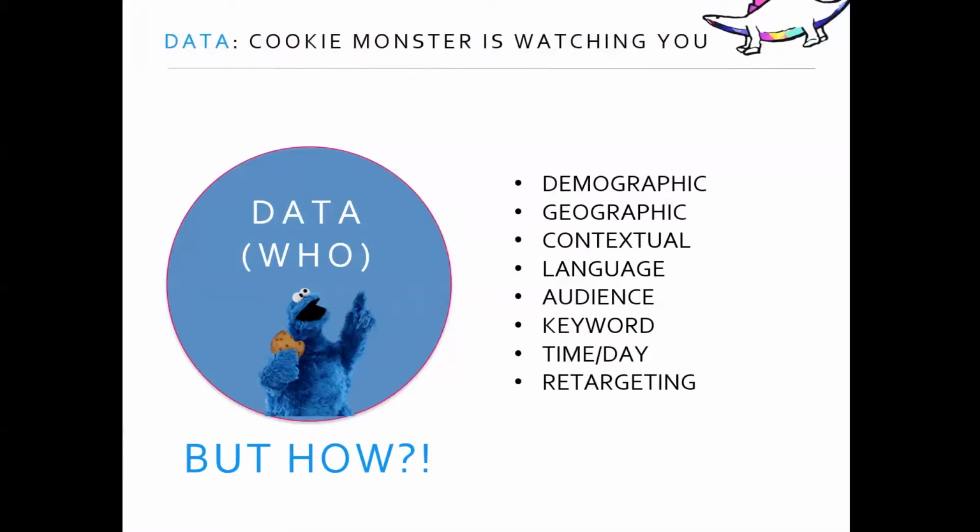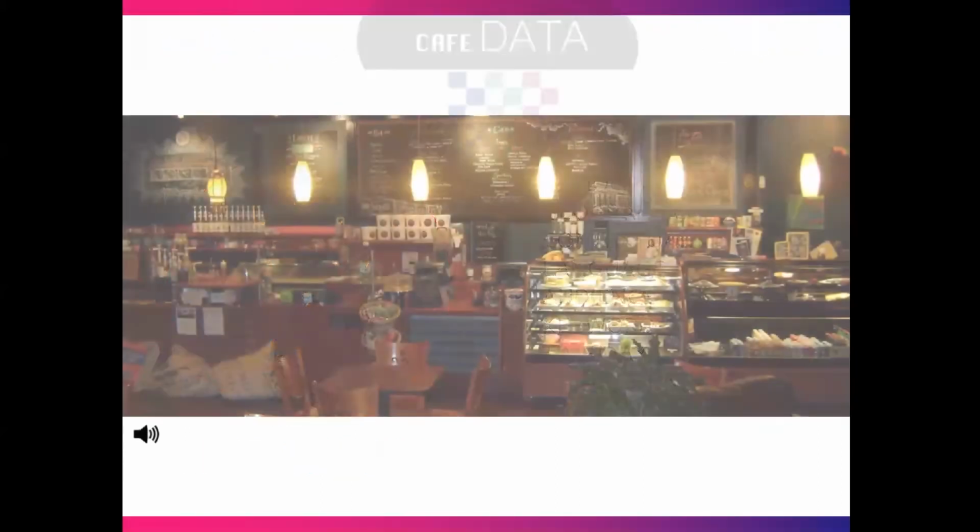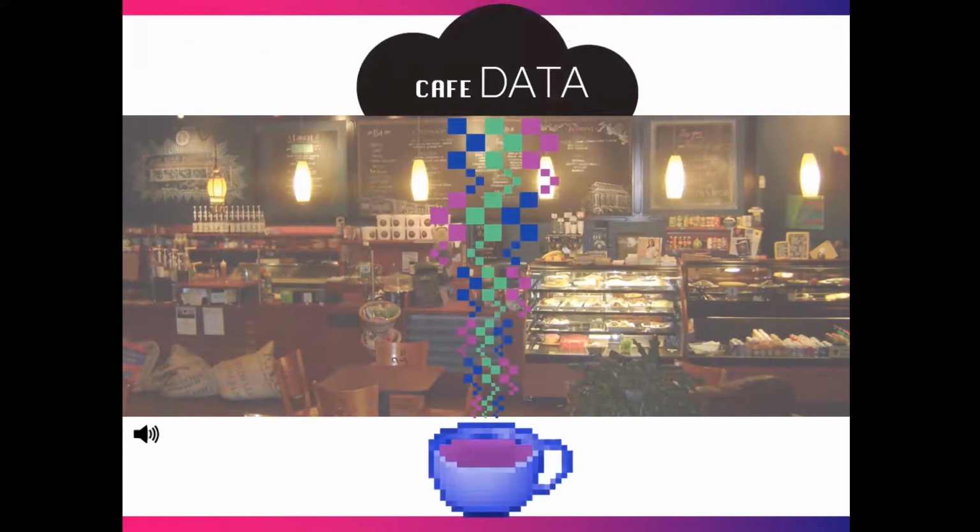But how? Let's take a really easy example. How does Google know that I am 30 years old? I didn't tell Google that at all. Let's go through an example to find out how, with cafe data. Cool, love that animation. It's all in PowerPoint, great.